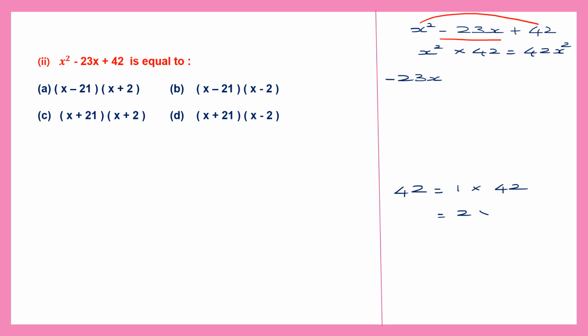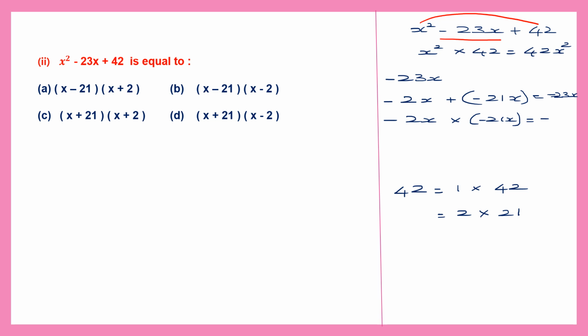So 2 into 21 is also 42. So that works for this, 2 into 21. But here 2 plus 21 will give us 23, and here we have a minus sign. So how do we get minus 23? If we say minus 2x plus minus 21x, that will give us minus 23x. So we've got minus 23x. Now if I multiply these two, minus 2x into minus 21x, what will I get?